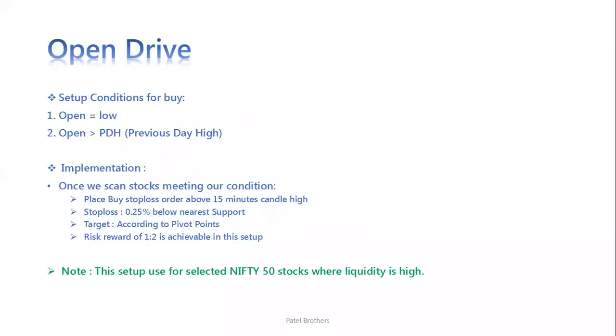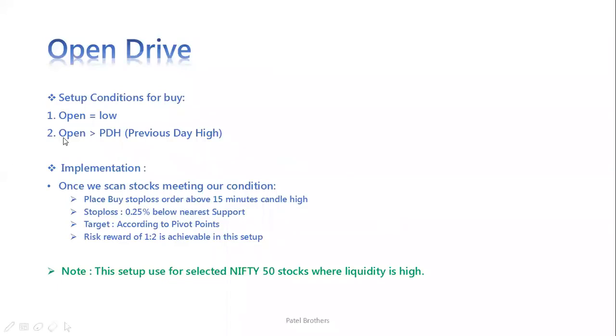So the first strategy I am going with is the open drive. What is the concept of the open drive? Open drive means it is opening above the previous day's range, above for the buy side. So it is opening above the previous day's high, which means it is an out of range open.